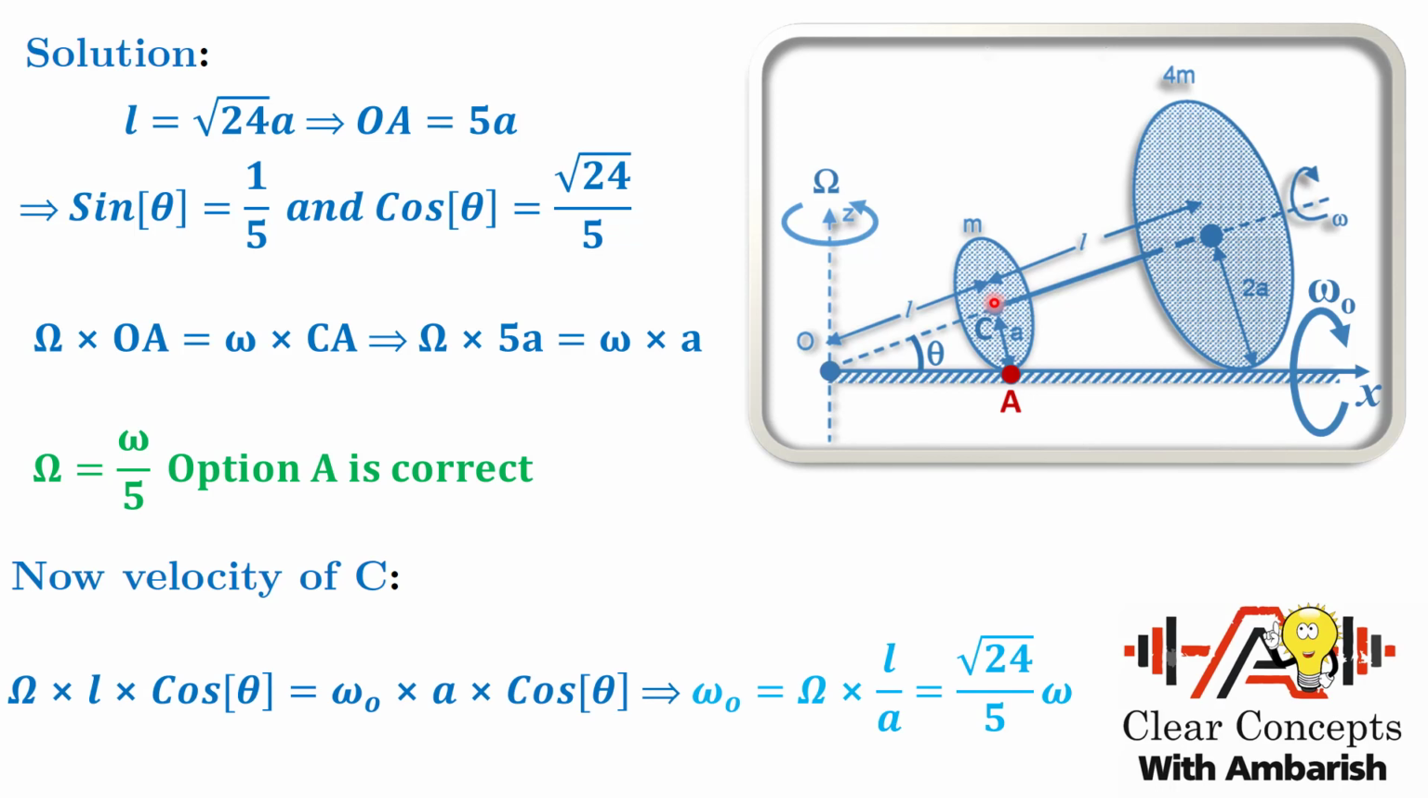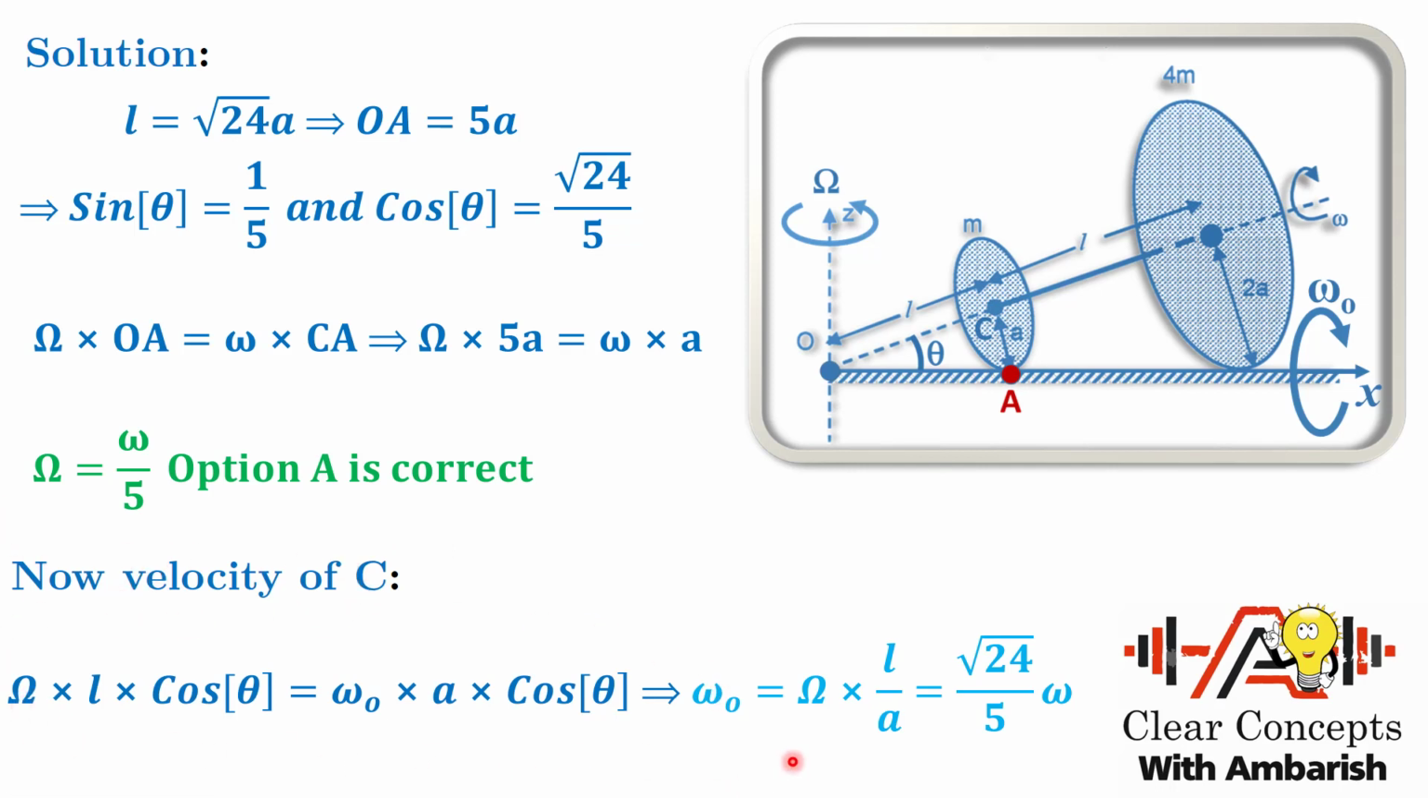So I can say capital omega into L cos theta, where L cos theta is the distance from the vertical Z axis. This is also the speed of C, and using the instantaneous axis this is also equal to omega naught into small a cos theta. This vertical distance is going to be small a cos theta. Why? This angle is theta, so this will be 90 minus theta, and this will also be theta, just like you do in inclined plane problems. So a cos theta is this vertical distance. Now this gives us the value of omega naught.